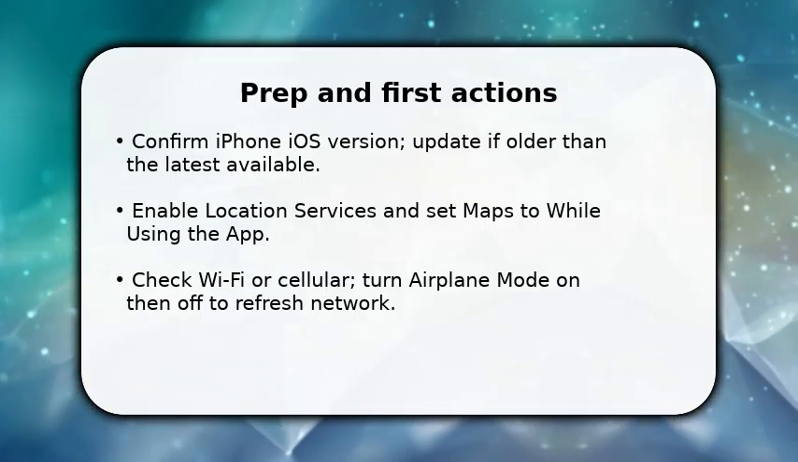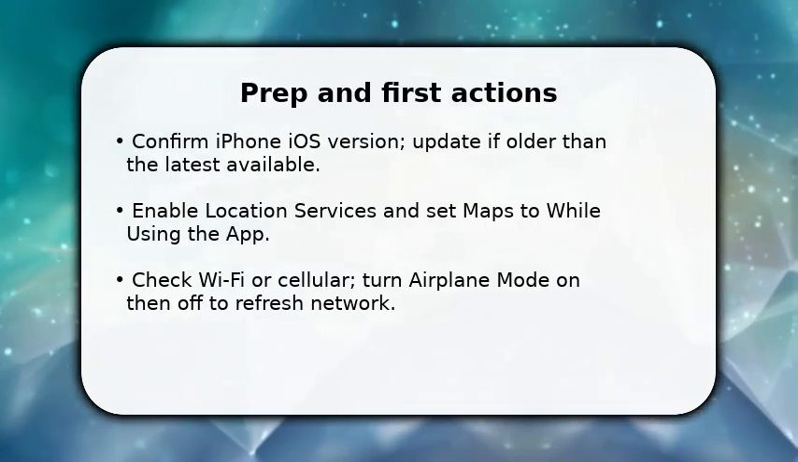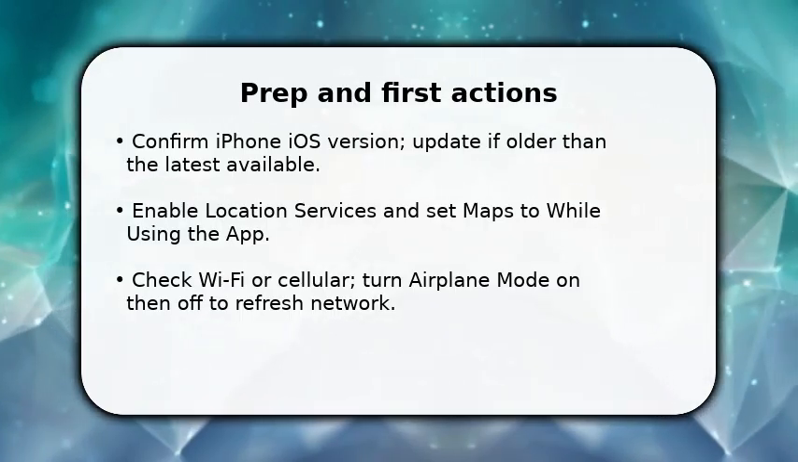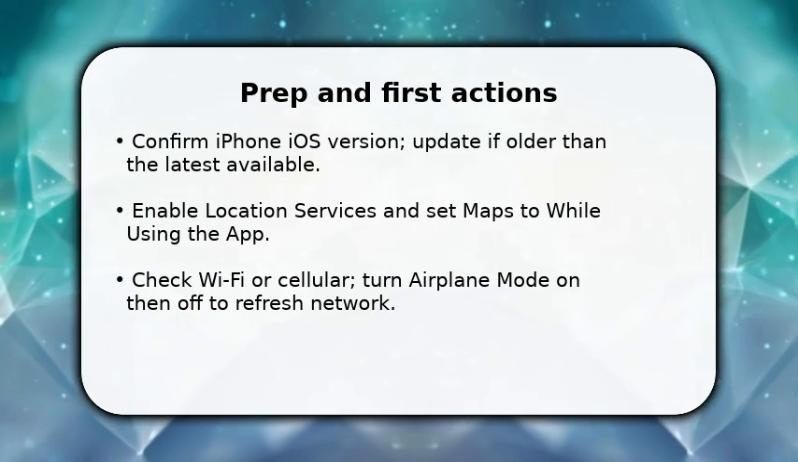Now toggle Network. Enable airplane mode for 5 seconds, then disable it to refresh cellular and Wi-Fi. This often fixes transient map tile and routing failures quickly.